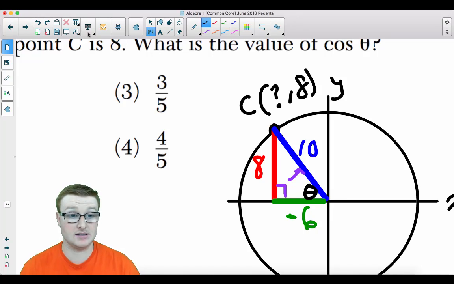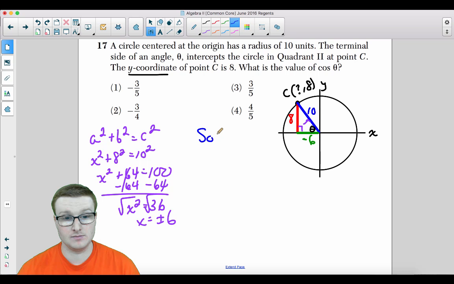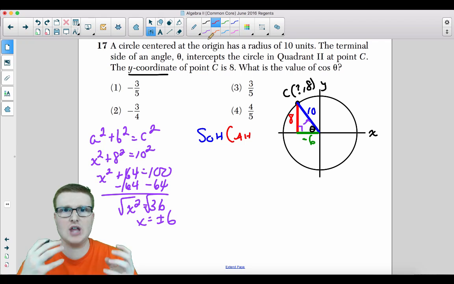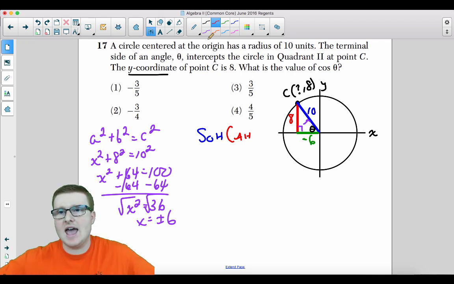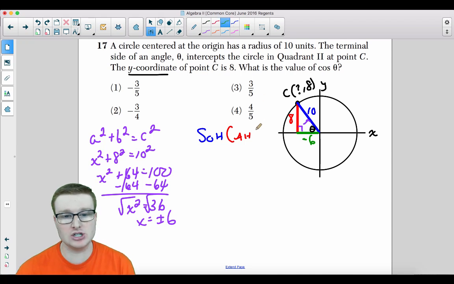Well, this is back from geometry right here. SOHCAHTOA. All right? SOHCAHTOA. This course, ladies and gentlemen, Algebra 2, is really a combination of Algebra 1, geometry, and more advanced material in Algebra 2. So it really just ties everything together from what you've been doing.